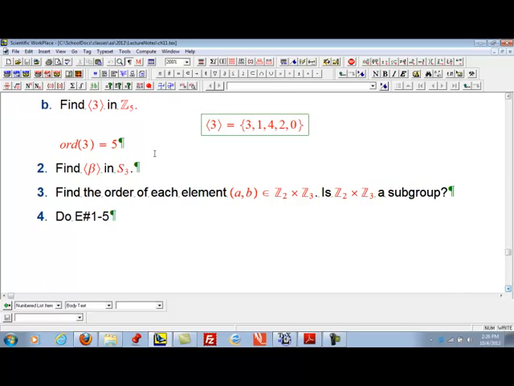What I want to do is look at number 3 right here. Find the order of each element in the group Z2 cross Z3. This should not say subgroup, it should say cyclic group. So let's look at this one. What are the elements in Z2 cross Z3? Let's write that down first of all.